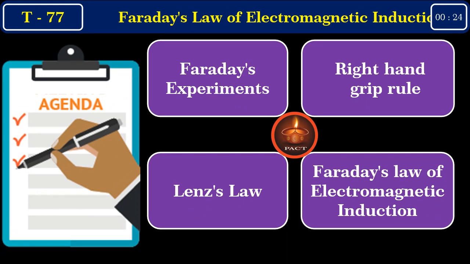Friends, during this tutorial, we shall study Faraday's experiment and the right hand rule to find the polarity of the field produced in the coil. Then we analyze the results of Faraday's experiment by applying Lenz's law. Finally, let us state Faraday's law of electromagnetic induction.